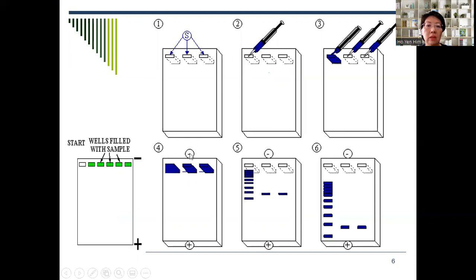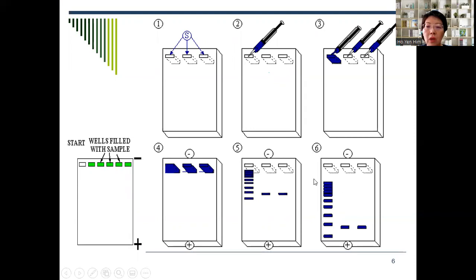So now you see here, you've got the negative electrode and the positive electrode. That means we already started the electric field. So the DNA fragments will start to move towards the positive electrode. It will move based on its size. The smaller ones will move the fastest, the biggest one will move the slowest.